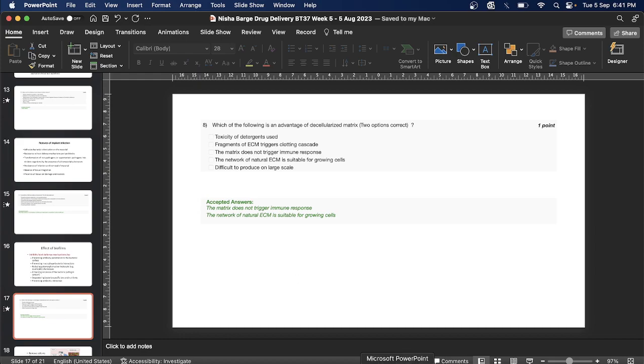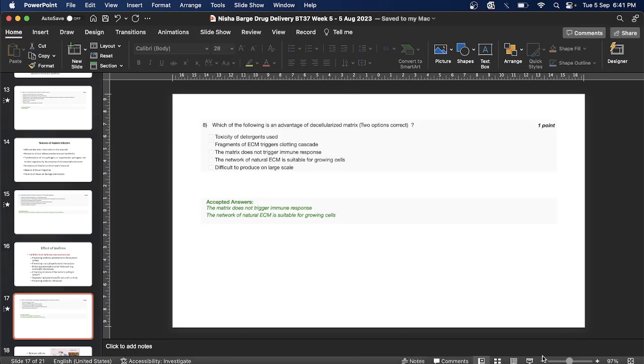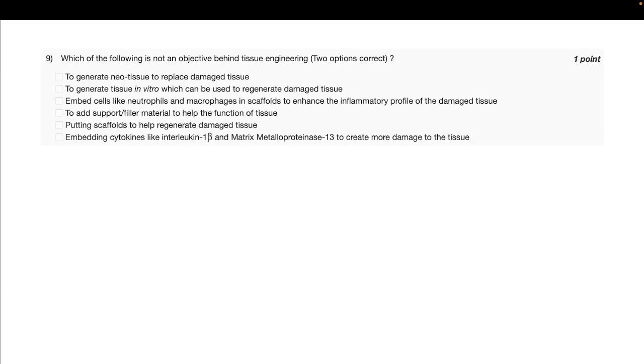Yes, ma'am. Thank you. If nobody has a doubt in this, we can move on towards the next question. The next question is, which of the following is not an objective behind tissue engineering? We have to select two correct options. I'll give you some time to read through the options, and let me know if you have an answer.